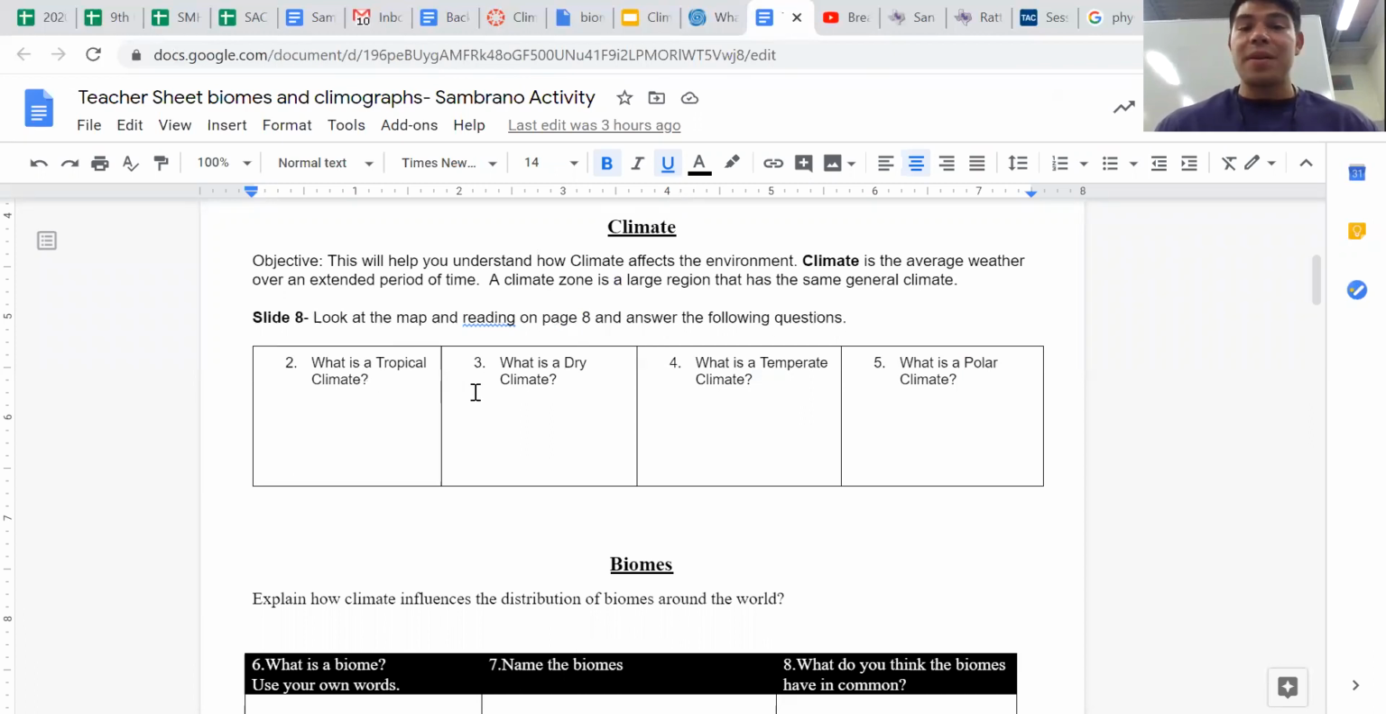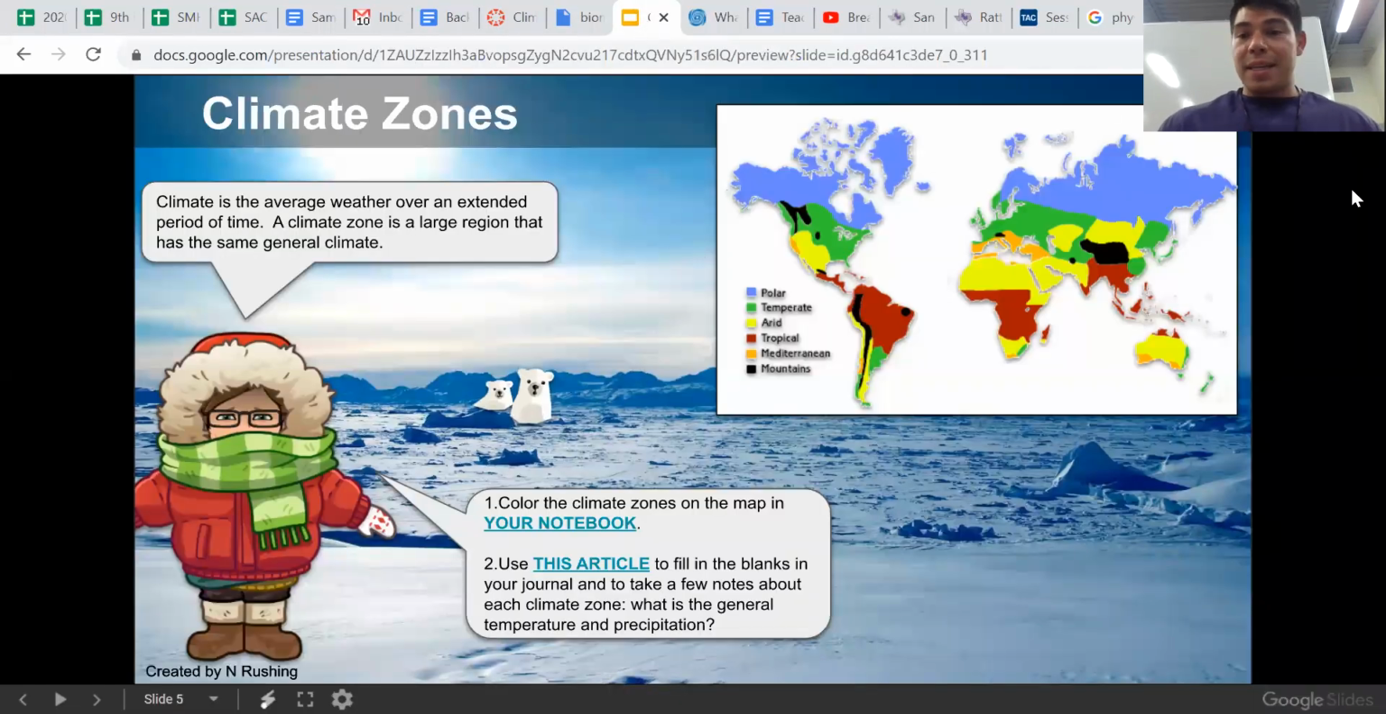So what is a tropical climate? What is a dry climate? What is a temperate climate? What's a polar climate? And you're writing your answer right here. Good? All right. And last but not least, we're going to go to biomes.